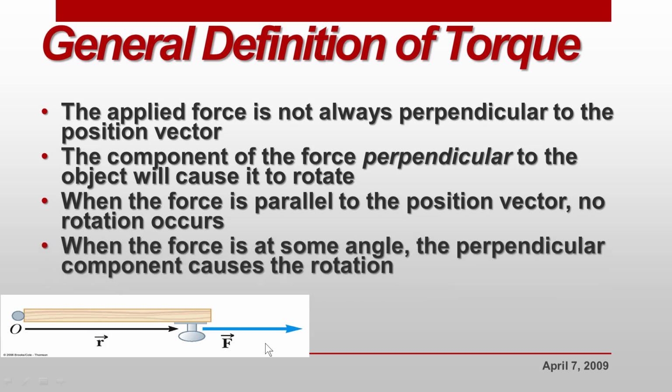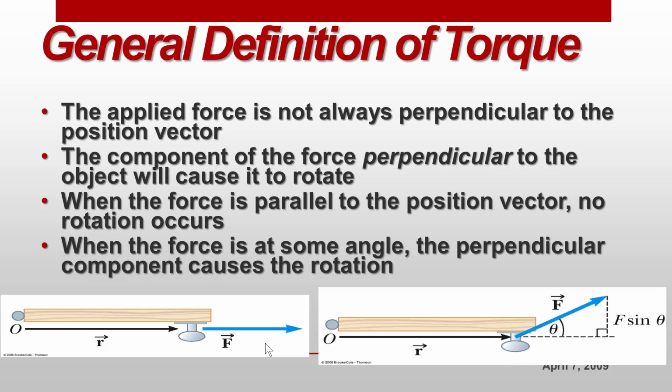But when the force is at some angle, the perpendicular component causes the rotation. You can see here, if now the force is applied in this direction, what will happen? We will resolve this force into vertical and horizontal components. This horizontal component of force, F cos theta, is parallel to r. It is causing no rotation. This component is making no difference in producing the torque. Which component is effective? This F sine theta. Basically, this F sine theta is responsible for producing the rotation.